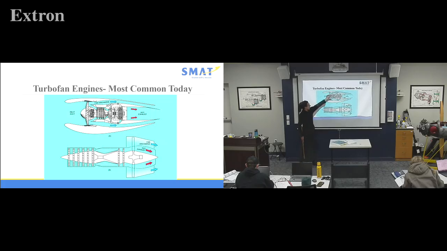We're not just relying on this little compressor. We've got our big fan taking big bites of air. Questions on why we put a fan on the front of ours?